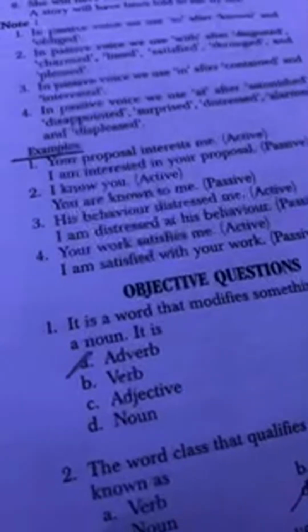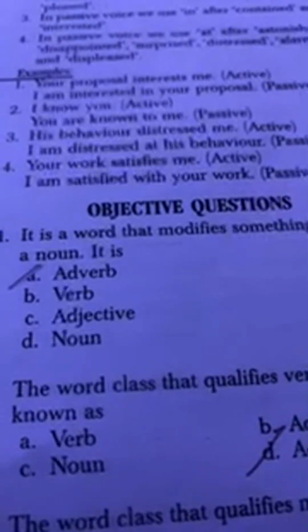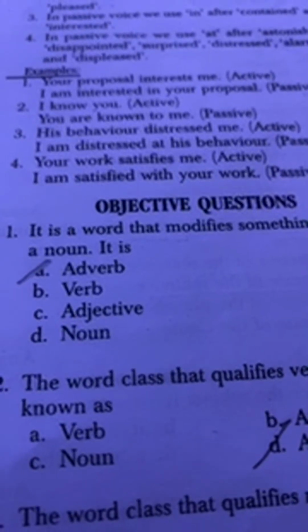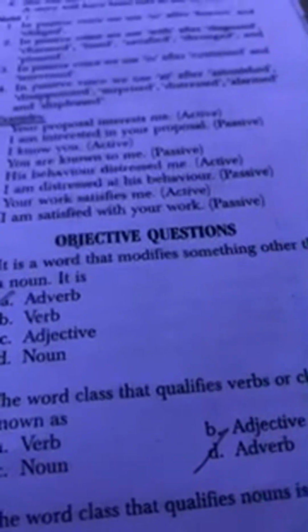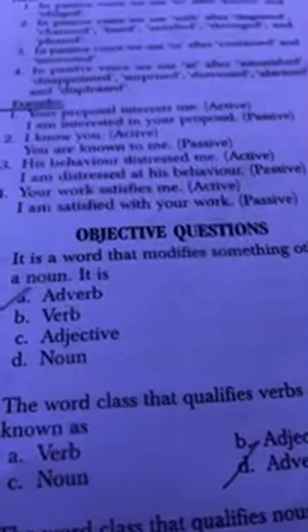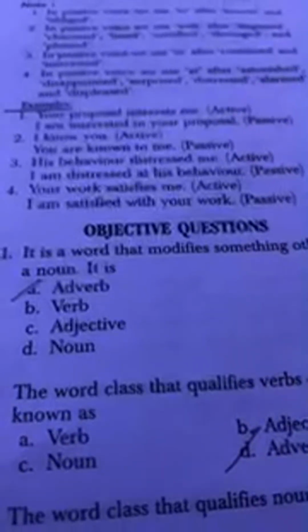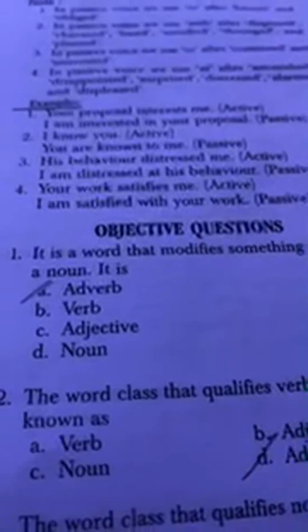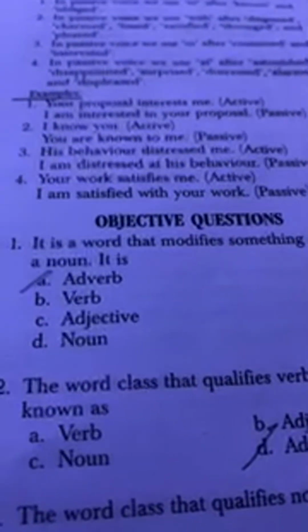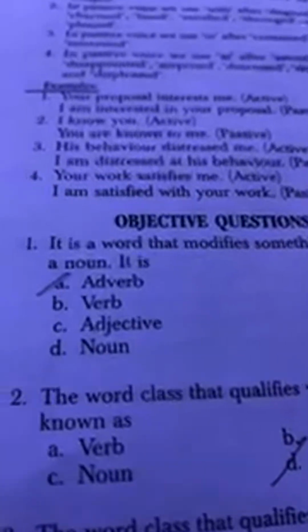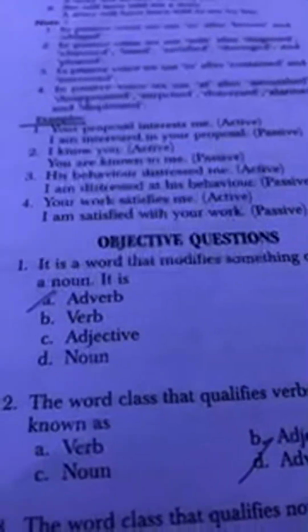And let's start with the question from this book about general grammar, and I have marked here, but we will discuss everything in detail. Now, the word that modifies something other than a noun. So the answer is adverb. We know very well adverbs are called modifiers. They modify a verb, another adverb, even a whole sentence. So a word that modifies something other than a noun is your adverb.